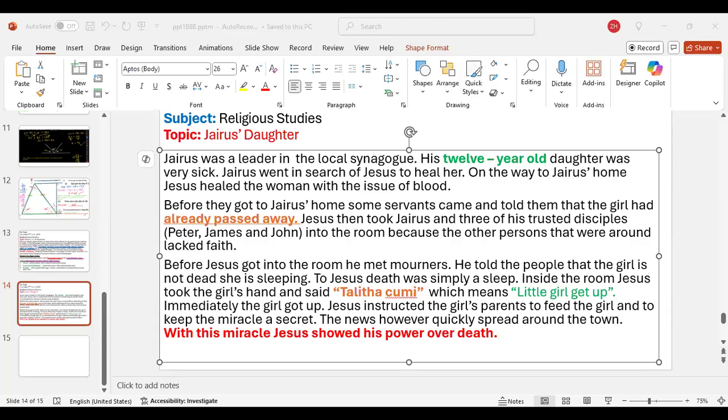A man named Jairus from the synagogue fell at the feet of Jesus and pleaded with him to come to his dying daughter, a girl of about 12.